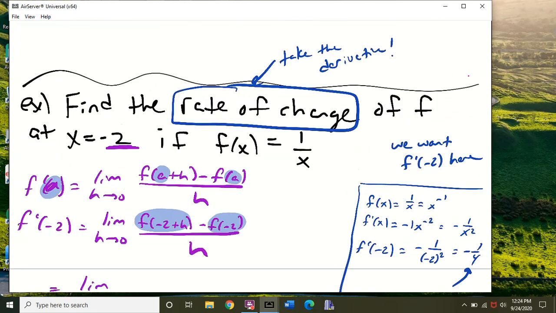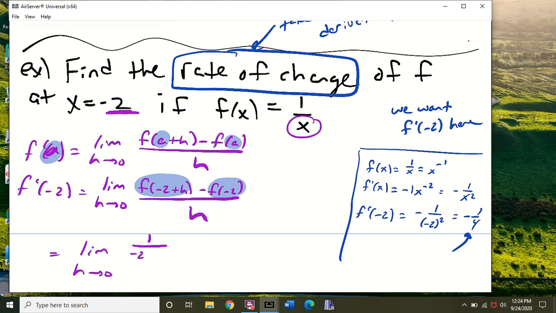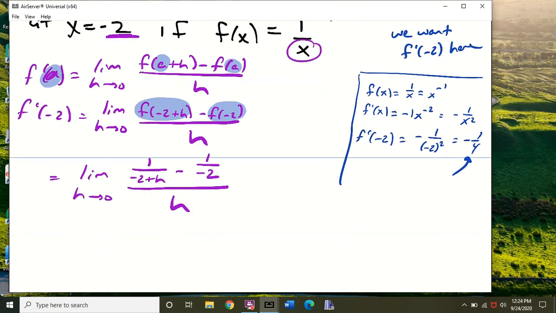f of negative 2 plus h. If I replace x with negative 2 plus h, I get 1 over negative 2 plus h, minus f of negative 2, 1 over negative 2, and then h in our denominator. Now I'm going to clean this up just a little bit. Notice this can be written a little more neatly as h minus 2. And certainly the double negative here will give us a plus 1/2.